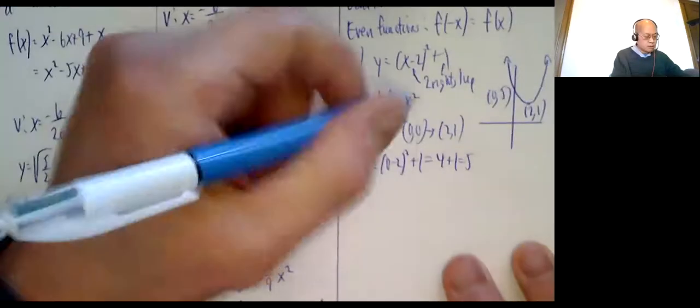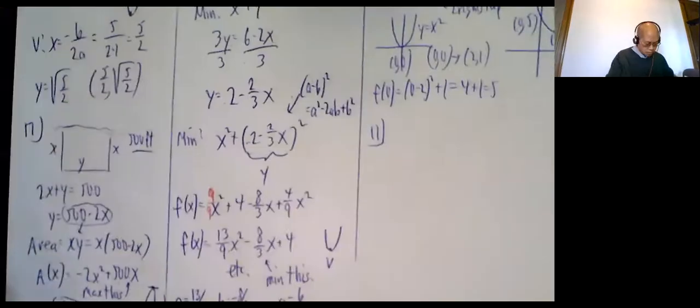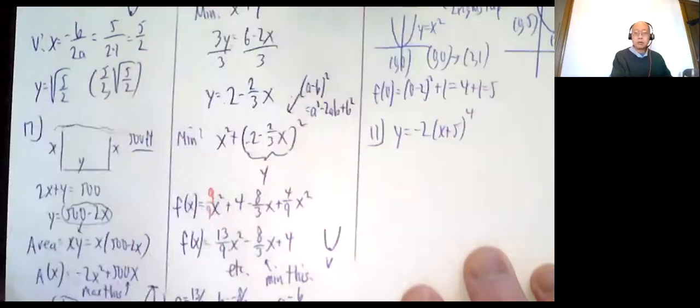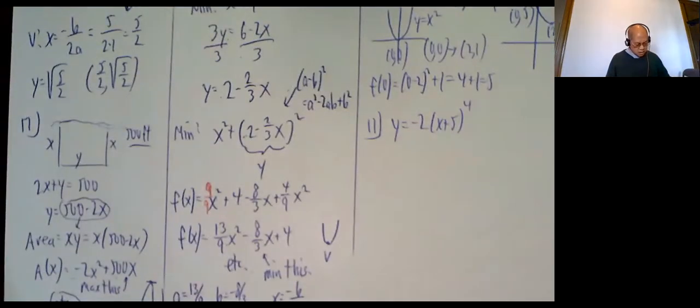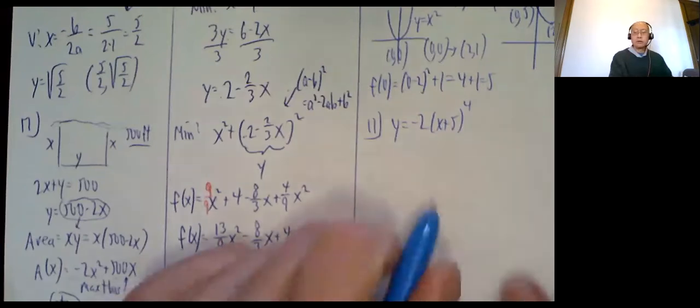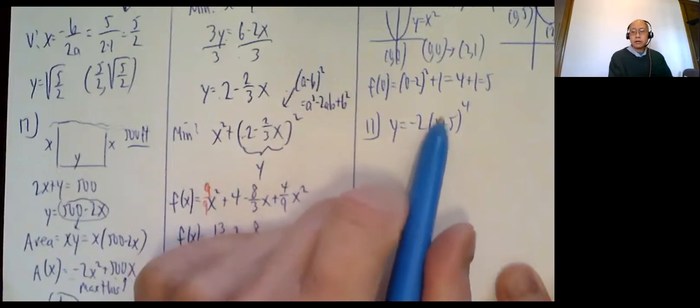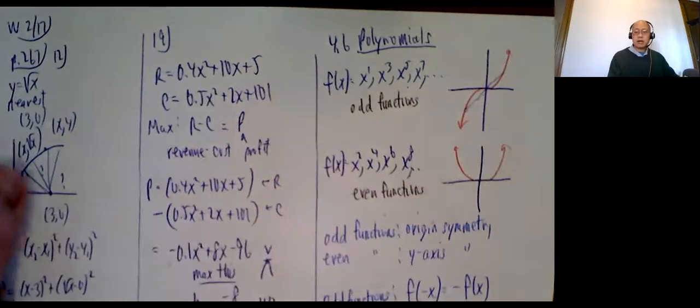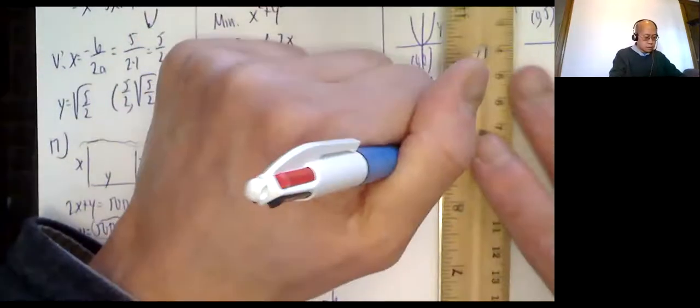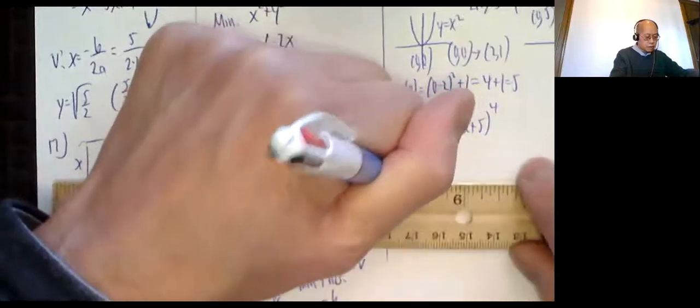How about I'll show you number 11. Negative 2 times x plus 5 to the 4th power. So, quick and dirty graph. We know x to the 4th falls into this category, right? So here's the progression. Just a rough sketch.